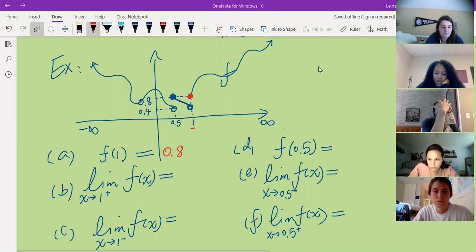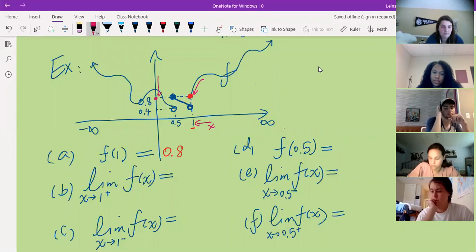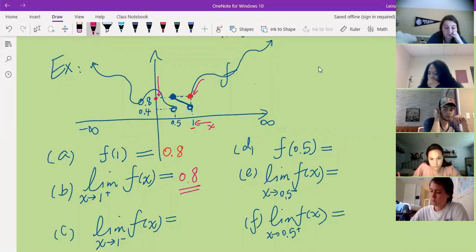Let me finish this one and we're done. Okay. So when x is approaching 1 from the right, we should draw x heading this way, and the graph will actually be heading this way, right? And the y value is going to be going downwards, and the y values are getting close to this 0.8. So the right-sided limit will be 0.8. Okay? And next time we'll be continuing with C, D, E, F.